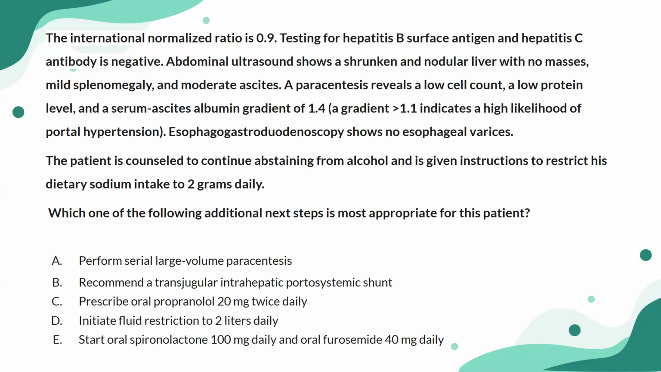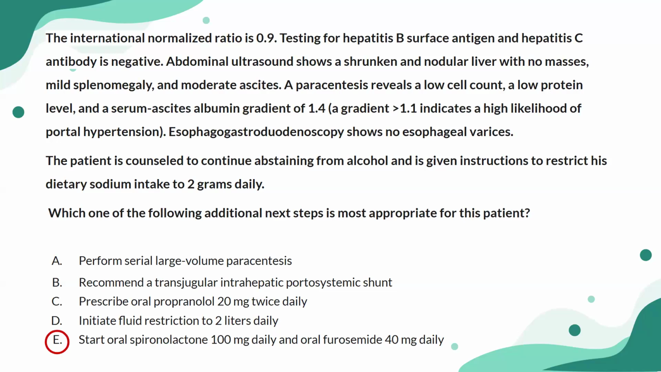We did a scope and it showed no esophageal varices. The patient is counseled to continue abstaining from alcohol and is given instructions to restrict his dietary sodium to 2 grams per day. Which of the following is the most appropriate next step? E. You're right, it is E. So let's go over the options one by one.